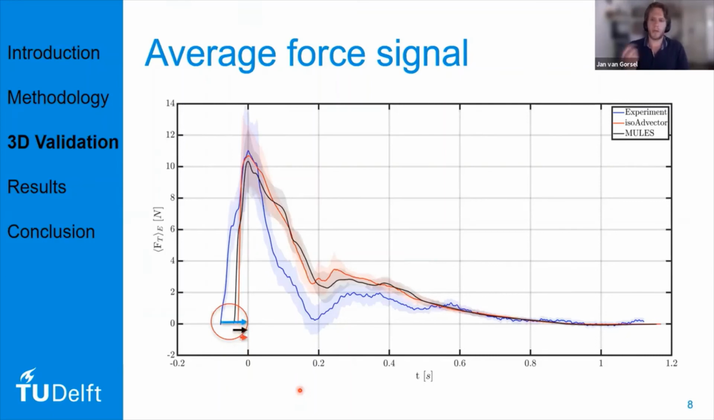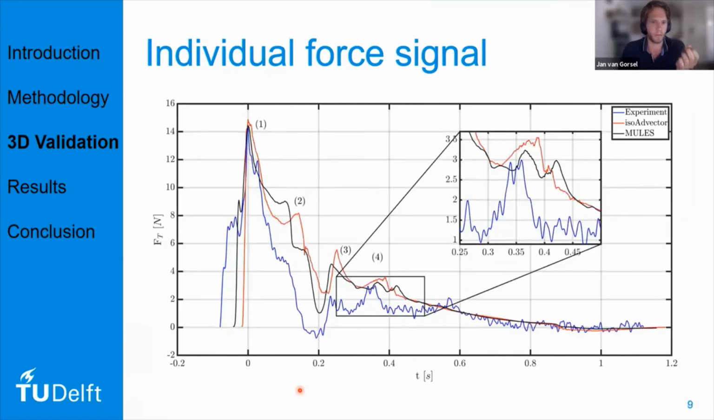But the next interesting thing to see is the average peak force. Although the peak-to-peak values are different, when you average them out, the difference is only 1.5 to 2 newtons. However, as this averaging process wears out the individual characteristics of the signals, we also compare the individual force signal for all three. As you can see, there are 4 peaks present in all 4 signals.